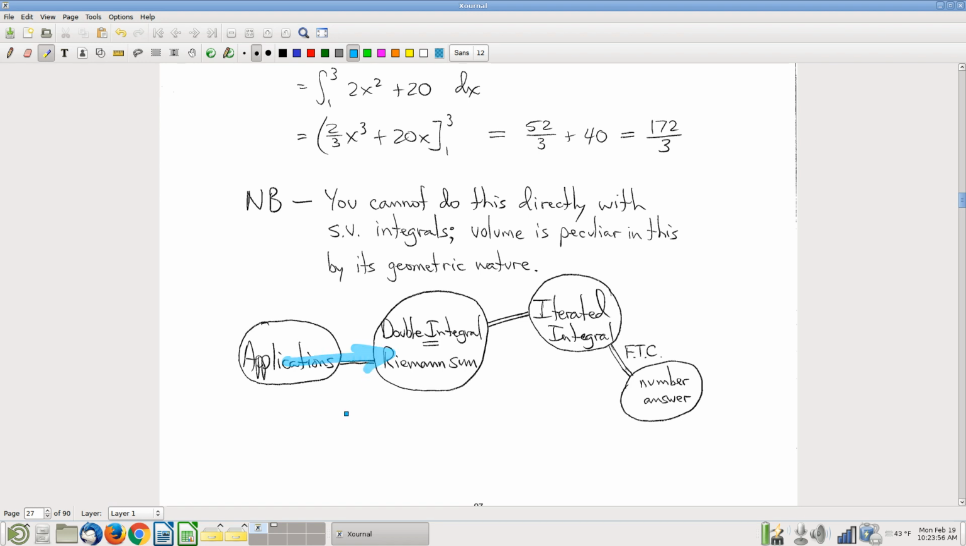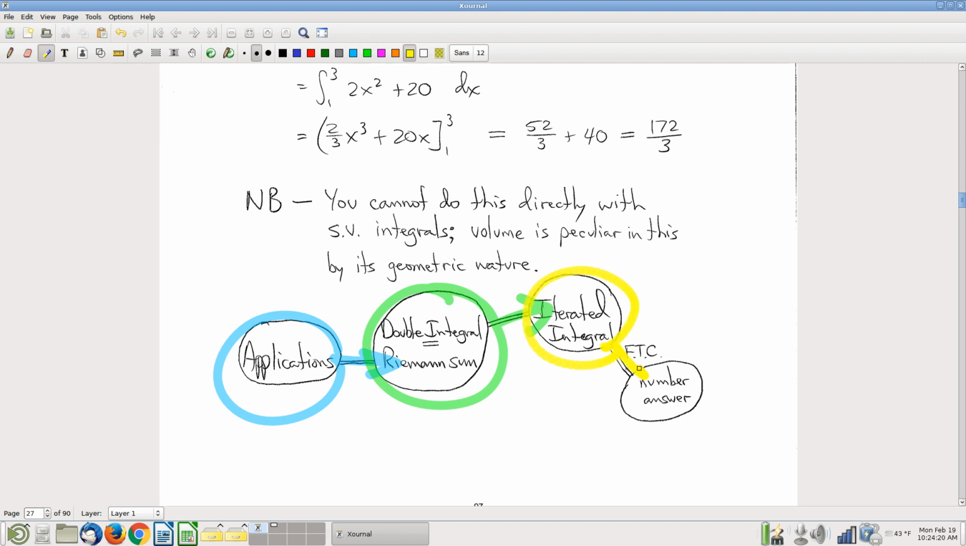A 3-step process for how to use double integrals to compute things. Step 1, recognize that the application you're interested in can be expressed with a Riemann sum as a double integral. Second step, rewrite your double integral as an iterated integral. And third step, crank on that iterated integral. You have to apply the fundamental theorem of calculus, and then you have to apply it again. But that will get you down to a number answer.